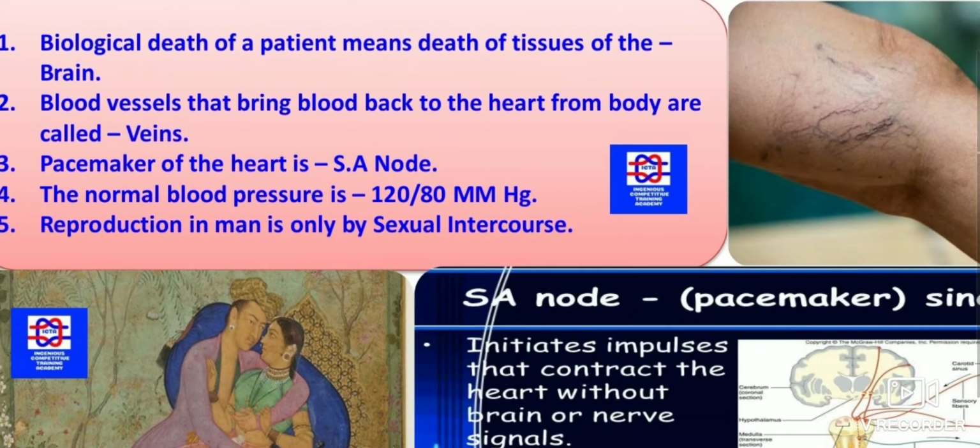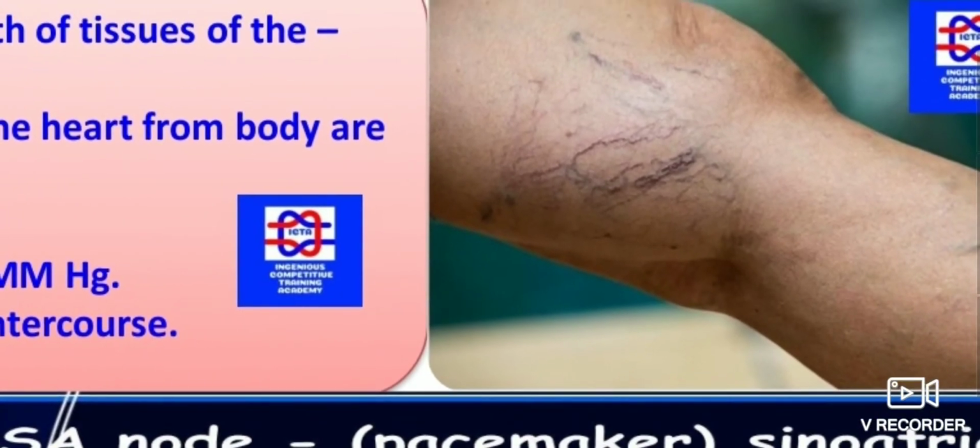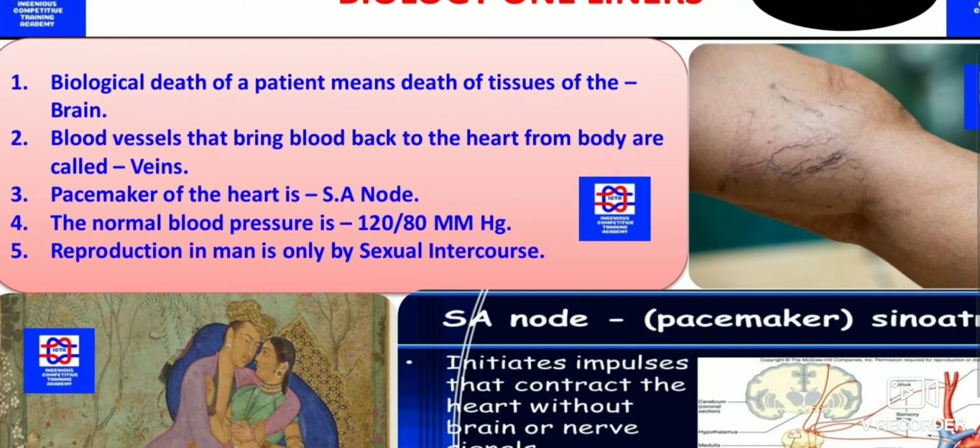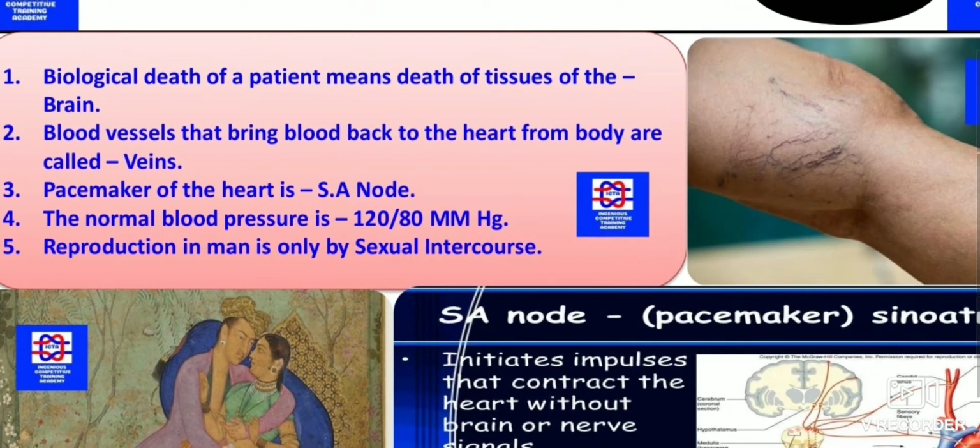Next, the blood vessels that bring blood back to the heart from the body are known as veins. As you can see, veins look like this. These are some types of varicose veins. So blood from the veins gets directly back to the heart.